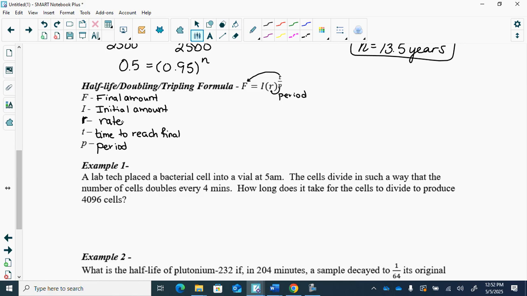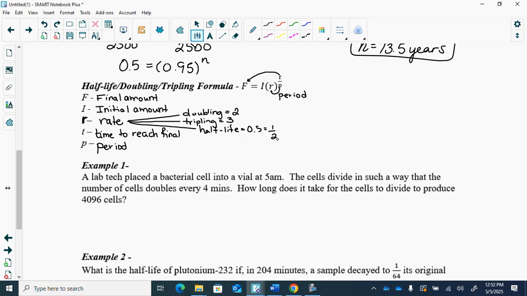So the rate depends on what you're looking for. So if it's doubling, what's this bracket going to be? Not 1, what's it going to be? 2 for 200%, correct? If it's tripling, the R is going to be 3 for 300%, and if it's a half-life, you're either going to get 0.5 or a half. All right.